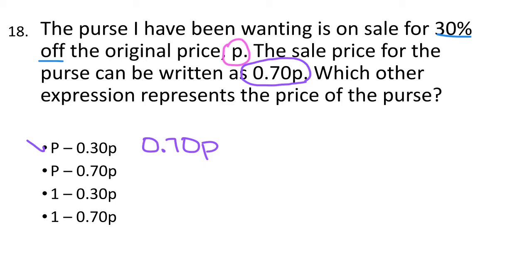But I just want to check B. B also has like terms. 1p minus 0.70p. 1p minus 0.70p is 0.30p. This definitely cannot be my answer. And as I look at C and D, there are no like terms. And since there are no like terms, I can't combine anything, which means those are the only answers that they can be, which are not equivalent to 0.70p, so they're not the answer.